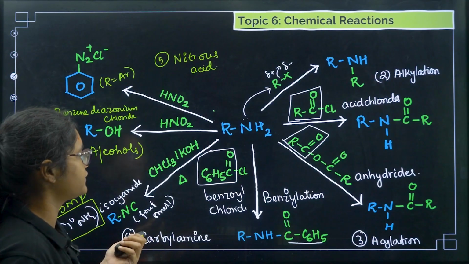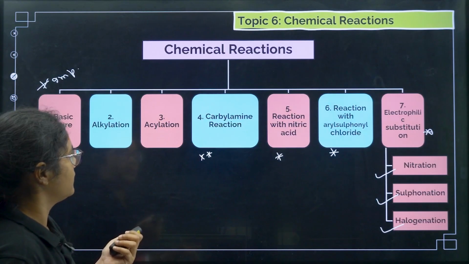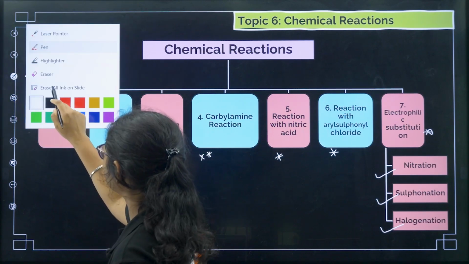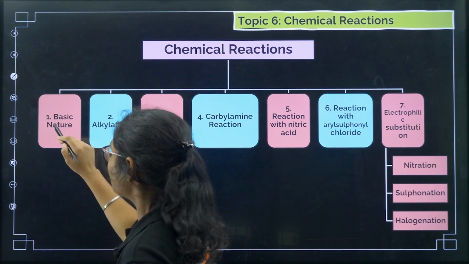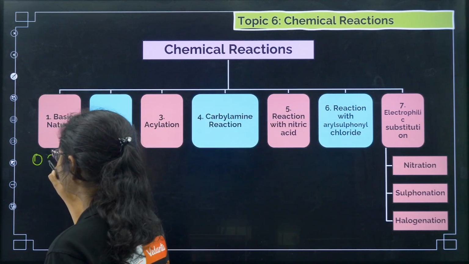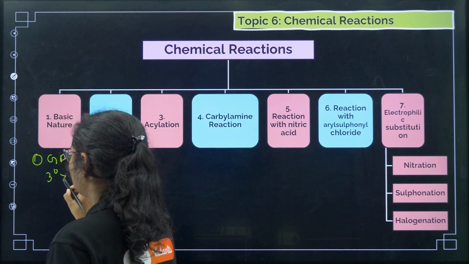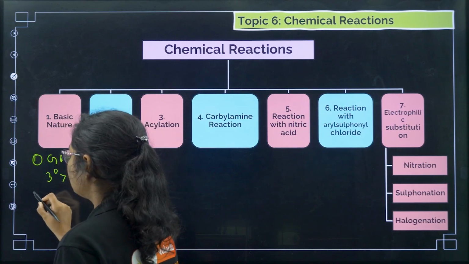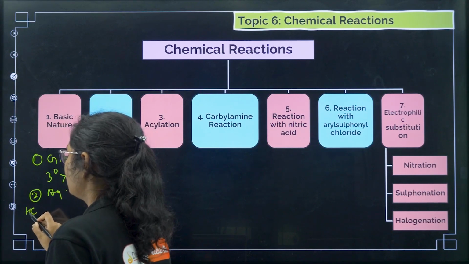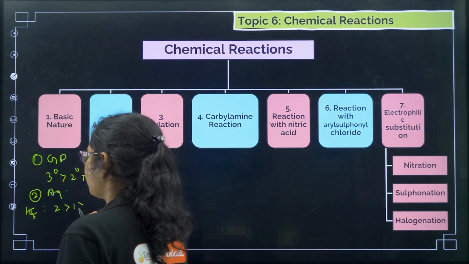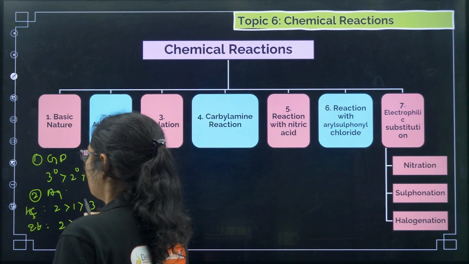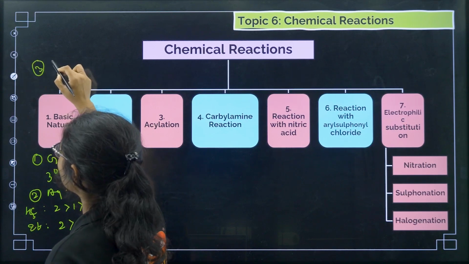Now let us do one revision first, then we'll go to the questions. So basic nature, what is there? The important things under basic nature. Let me clear the screen, then we'll write out the new things that we have revised. So what have we studied under basic nature? Three points. The first important thing is, in the gaseous phase, what is the order? 3 degree, 2 degree and then 1 degree. In the aqueous phase, we have two orders. If it is a methyl group, then the order is 2, 1, 3, and if it is an ethyl group, then the order is 2, 3, 1. Okay. One more important point that we have studied is your aniline.